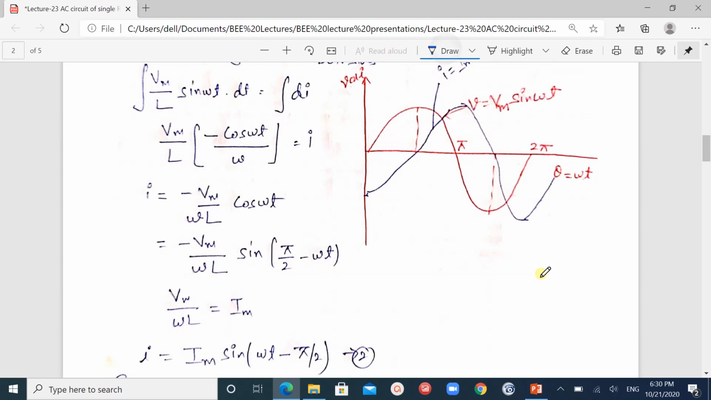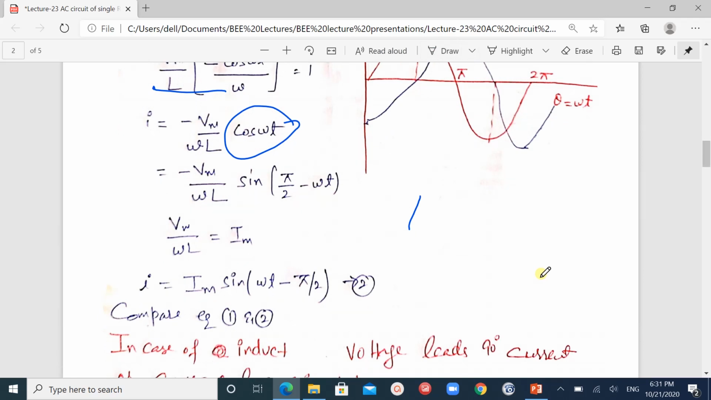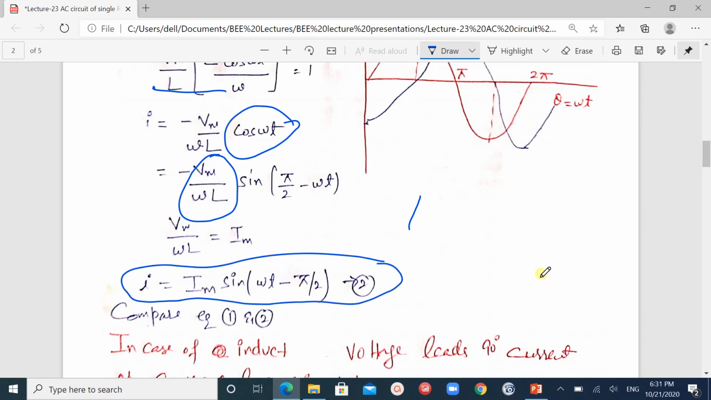We make omega outside, then cos omega t. We convert this cos omega t into the sine form. It will become minus Vm upon omega L into sine pi by 2 minus omega t, or if we put this Vm upon omega L is equals to Im, then the equation will become this: I is equals to Im sine omega t minus pi by 2.